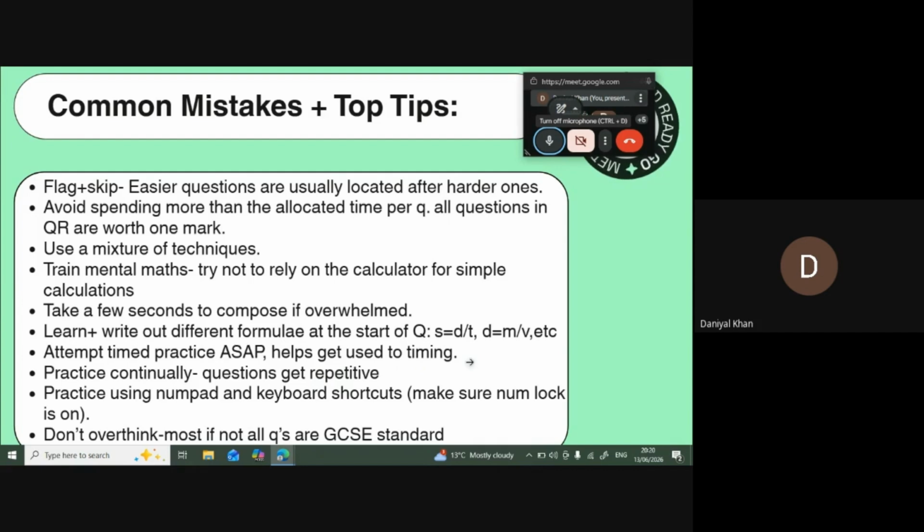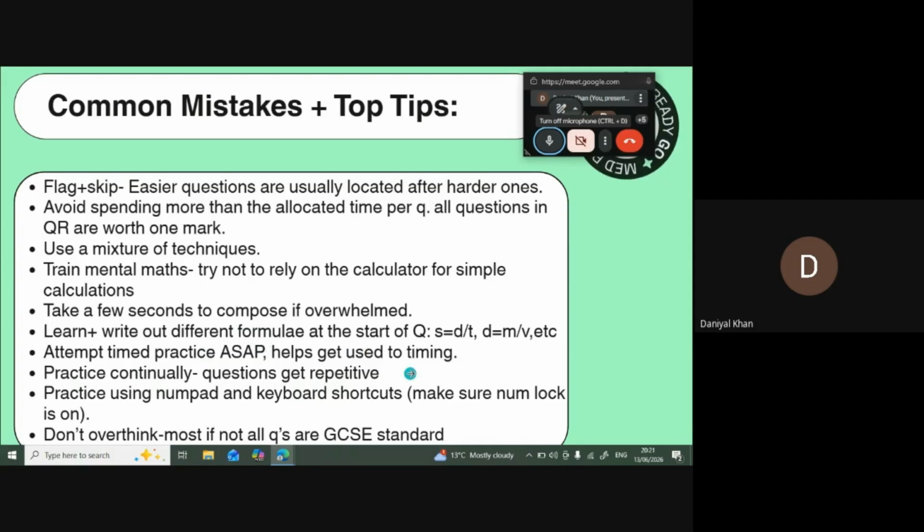You should be scoring 800 plus in the quantitative reasoning section. Once again, practice over and over. The questions get repetitive. Practice using the number pad and keyboard shortcuts. Make sure your num lock is on. Keyboard shortcuts are your best friend in the UCAT. Using those and learning how to do them subconsciously is the best thing you can do to save those extra few seconds. Because imagine saving 1 second per question. You'll have an extra 30 seconds to check over your work.